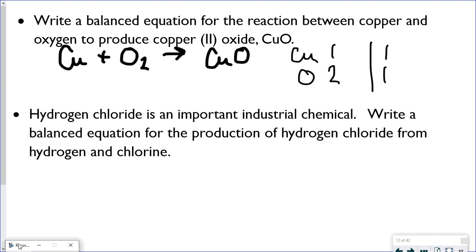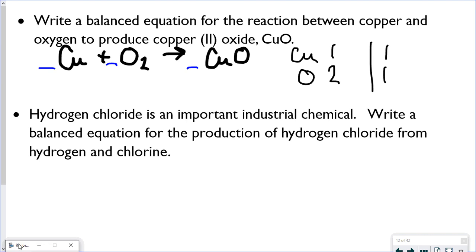So remember, you can only add coefficients in front of a substance. So if need be, give yourself spaces to put coefficients in, because those are the only places that you can add numbers. So on our reactant side, we have 2 oxygens. On our product side, we only have 1.